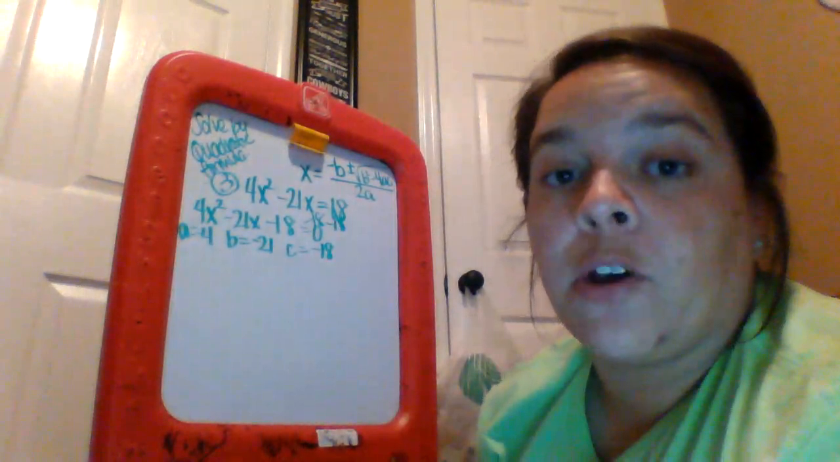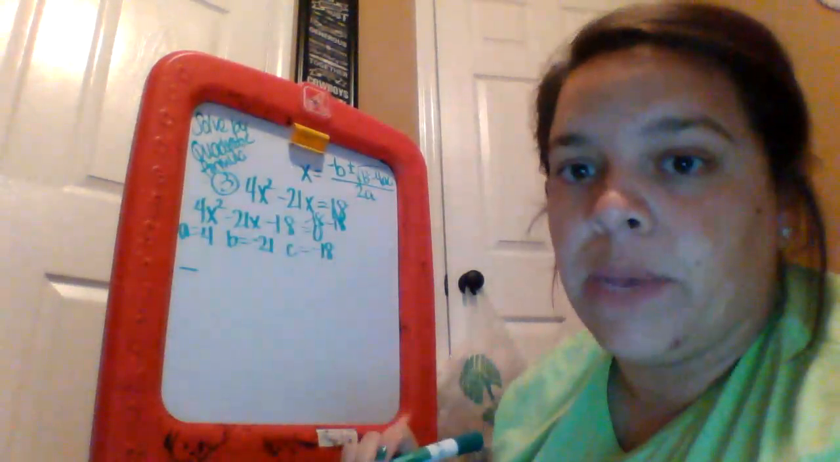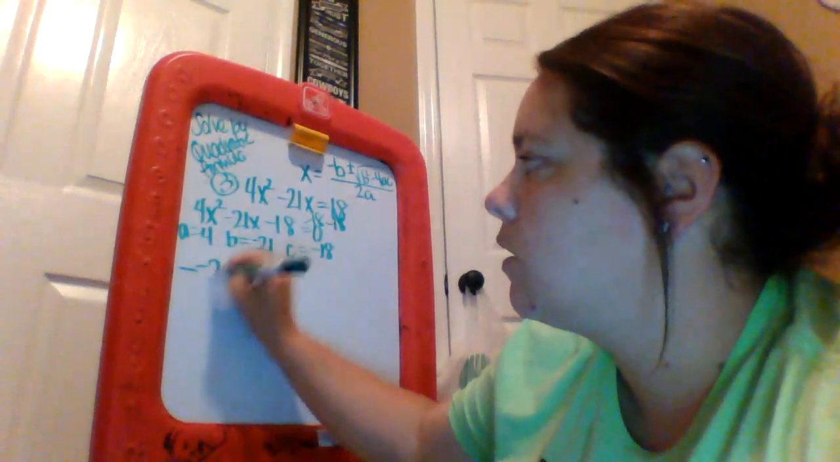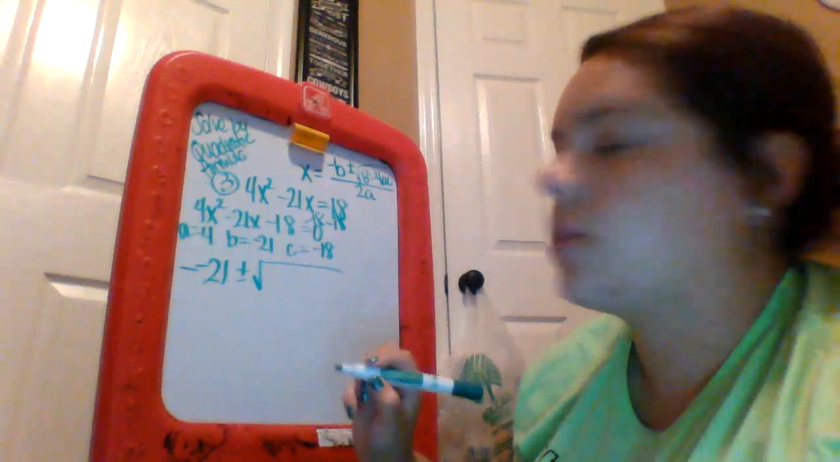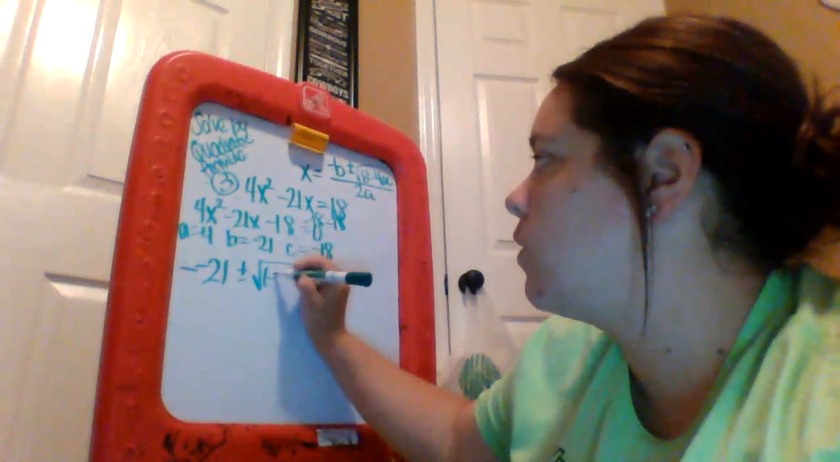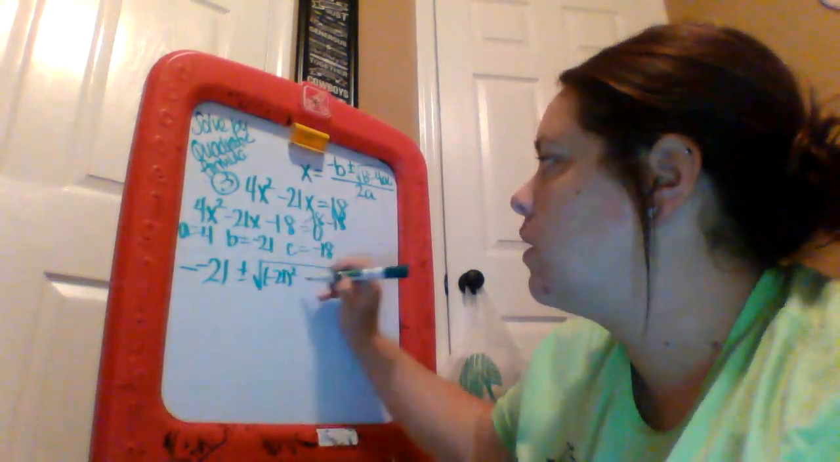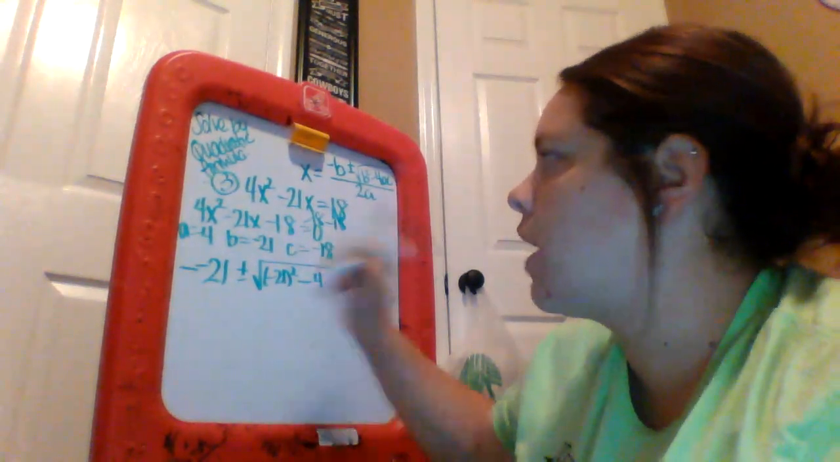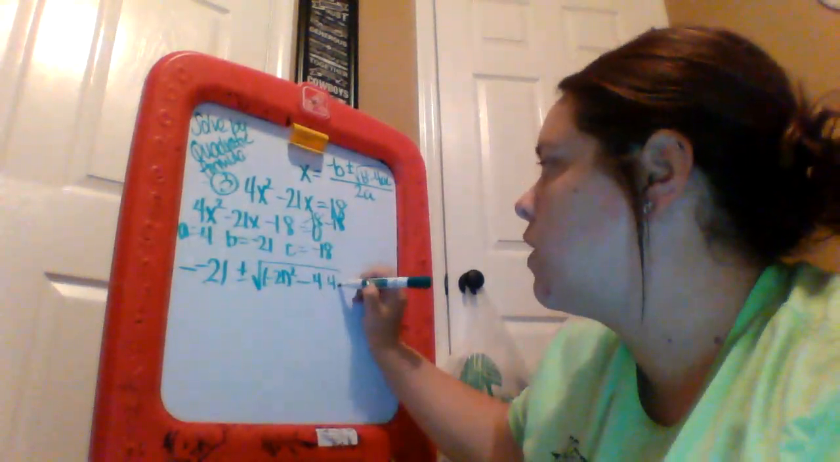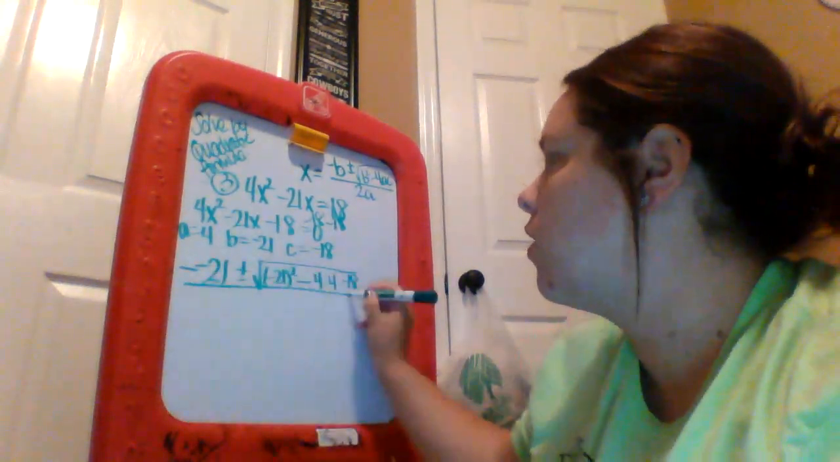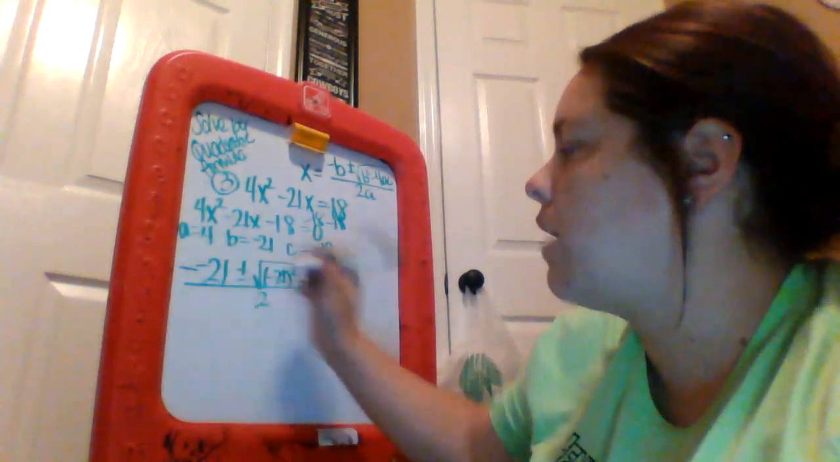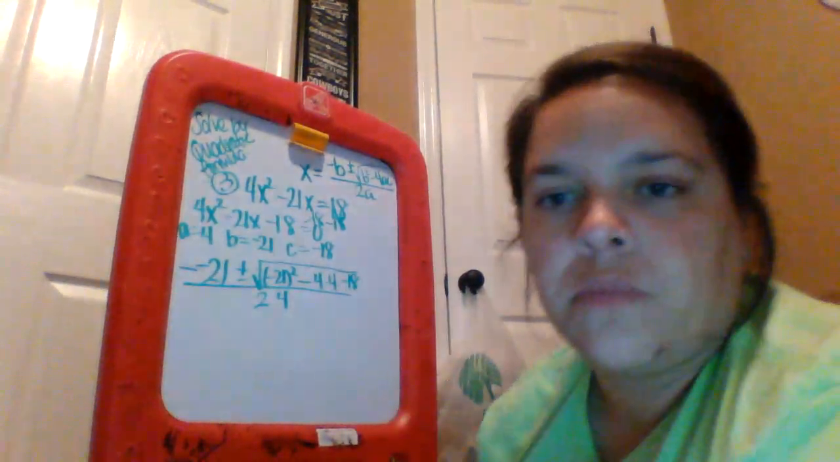All right, so the quadratic formula is negative B. What's B? Negative 21 plus or minus the square root of B squared. So B is negative 21 squared minus 4 times A, which is 4, times C, which is negative 18, all over 2 times A, which is 4.